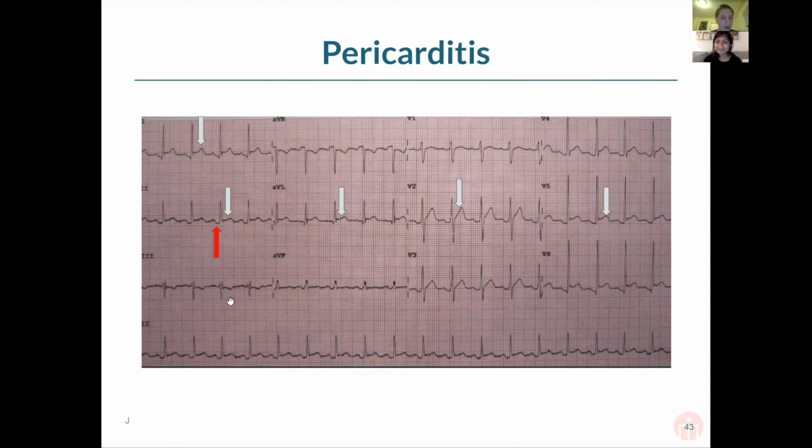Someone's asking to describe lead 3. I don't see a lot of elevation there or PR depression. You're not necessarily going to see the pericarditis findings in every lead. It's just that you're going to see most of it. You see small diffuse ST elevation through most of the leads, and we don't see any reciprocal changes. We don't see any elevation that is isolated to a particular region of the heart, and we don't see any of those reciprocal changes that would lead us to think that it's a STEMI.